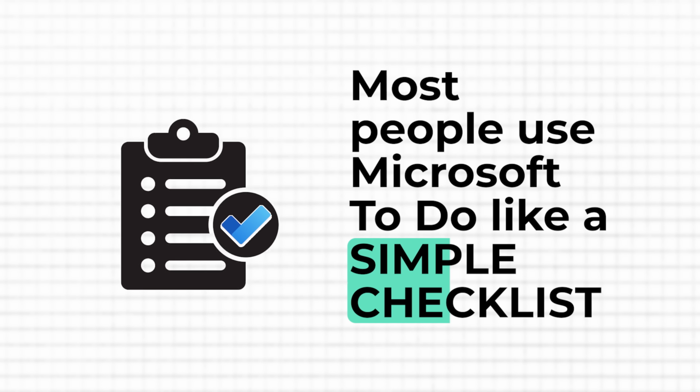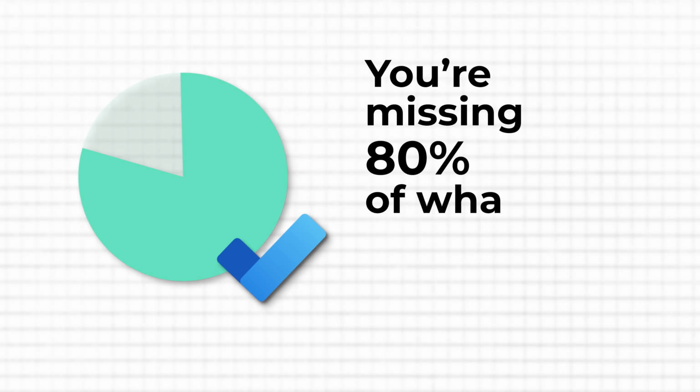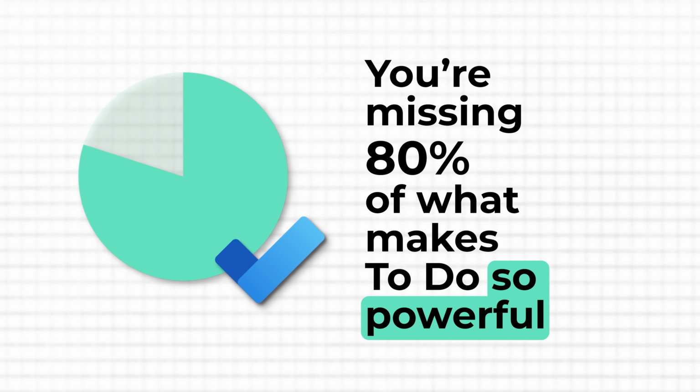Most people use Microsoft To Do like a simple checklist. They open it, add a few tasks, tick them off, and that's it. But if that's how you're using it, you're missing about 80% of what makes To Do so powerful. I've seen this over and over again in teams and professionals I've worked with.